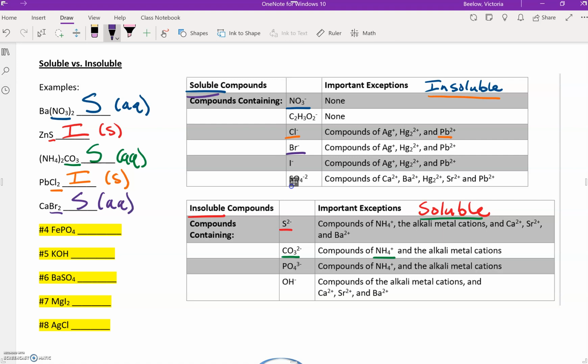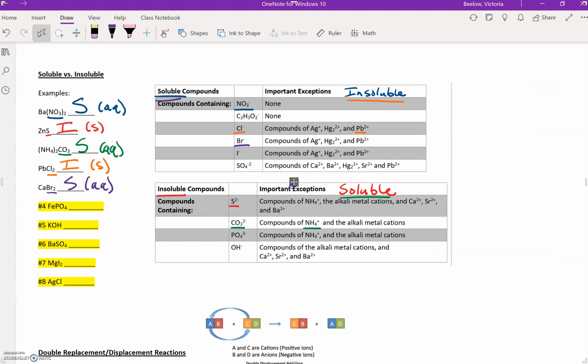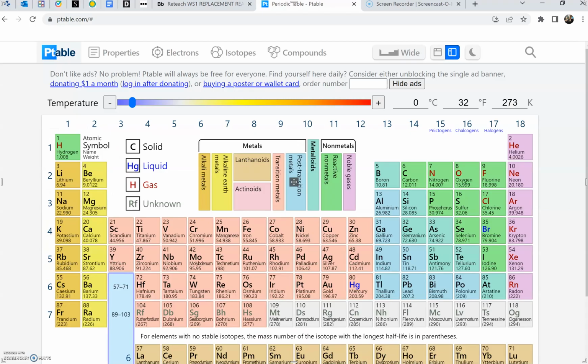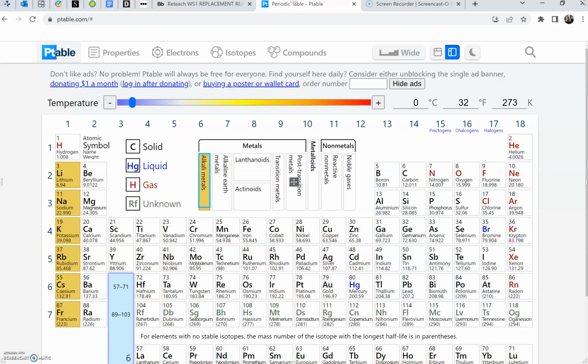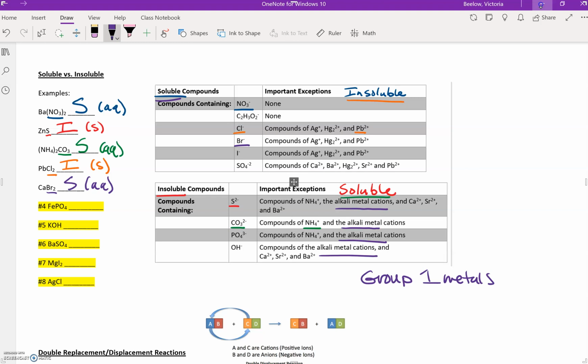and therefore aqueous. One important thing to remember is on this chart here, you have the alkali metal cations listed as exceptions. So remember that these are group 1 metals. So this is going to include your group 1 alkali metals, so lithium, sodium, potassium, rubidium, cesium, and francium. It was a lot easier than writing them all out in this chart. It was just easier to tell you what group they were in. And go ahead and again do those example problems on your own.